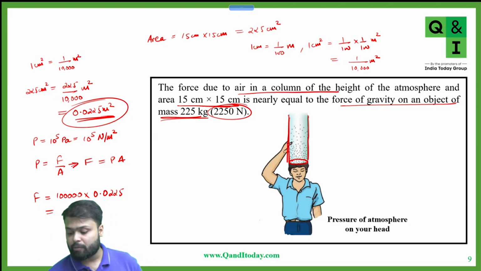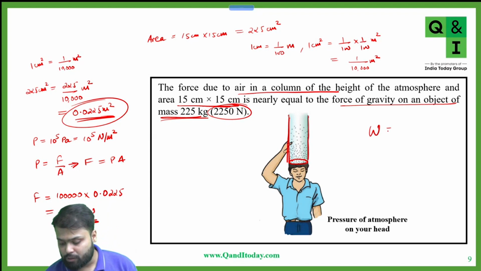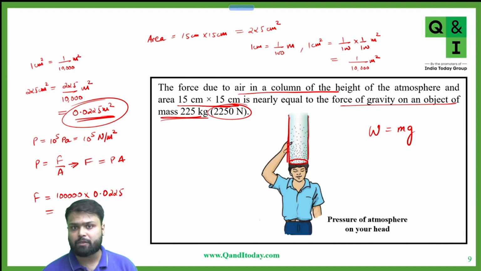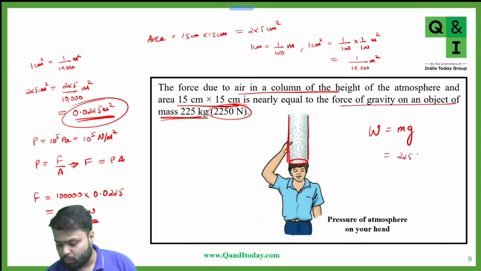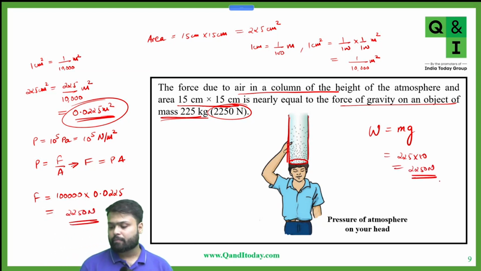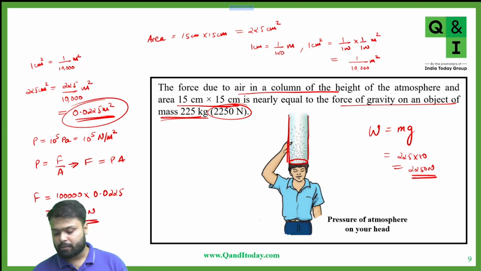You know the relation between mass and weight. We know that W is equal to mg, where g is approximately equal to 10 for calculation, but it is actually 9.8. So if mass is 225, then 225 into 10 becomes 2250 Newton. Yes or no? Yes, sir. Any doubt here? No.